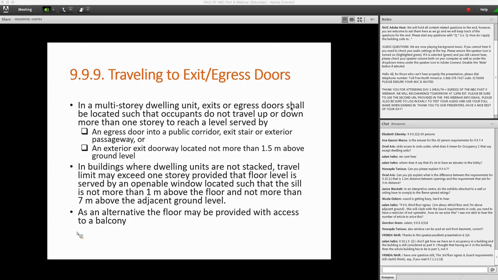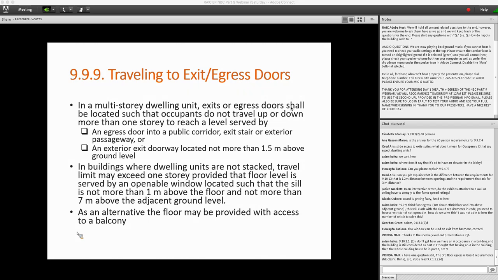So if this is in context with the required means of egress doors from a suite or a room, then basically what you have to do is to check the travel distance and also to check the maximum area of the room or suite served. So if the values in the table are exceeded, then you have to provide a secondary and a separate means of egress from the room.